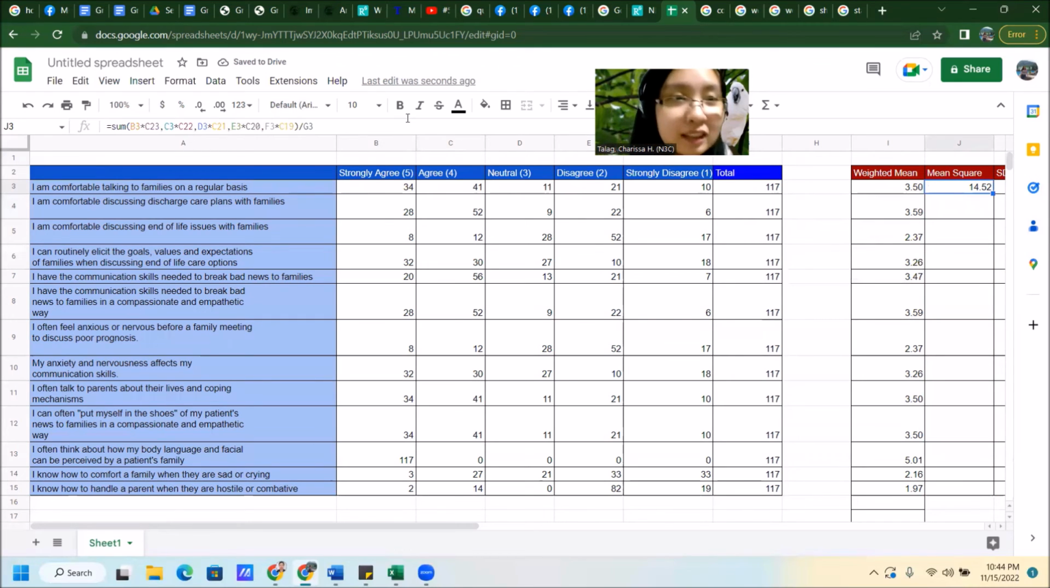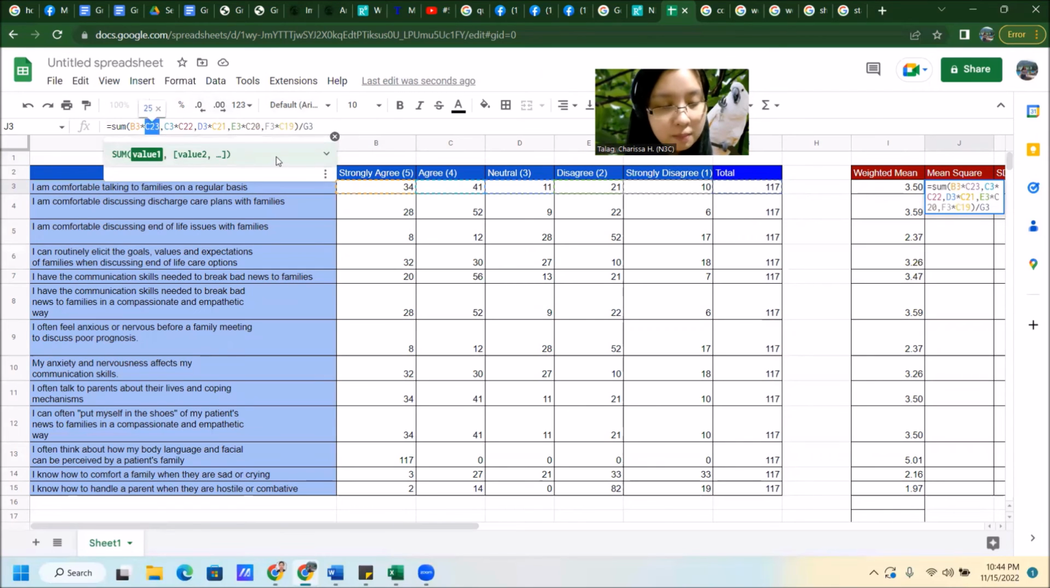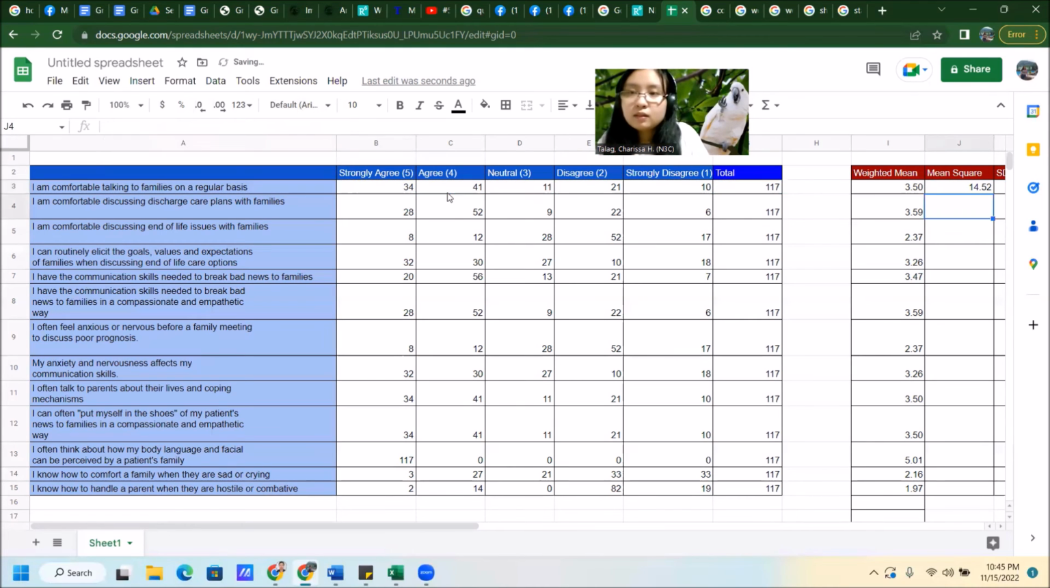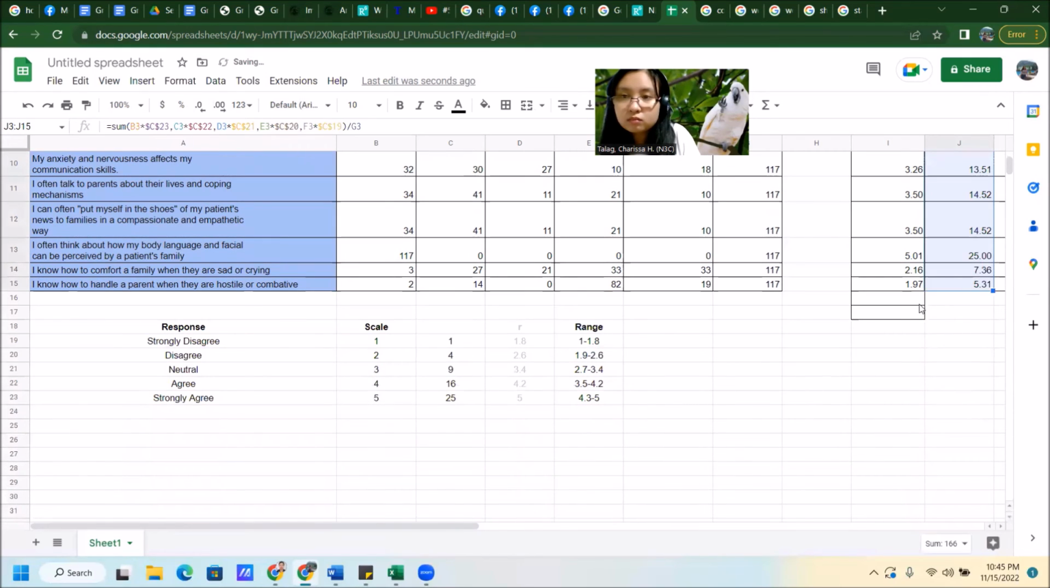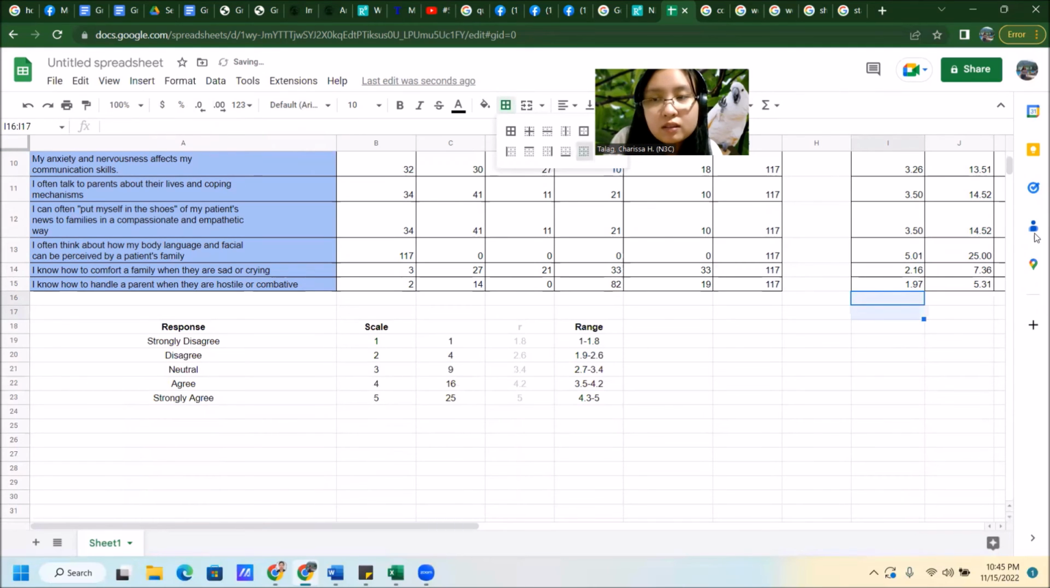Tapos, kailangan natin ulit i-freeze yung cells na C23, F4, C22, C21, C20, C19. After ma-freeze, i-drag nyo lang pababa para makuha yung mean square ng lahat ng questions. Yan. Nakuha na natin yung mean square ng lahat.